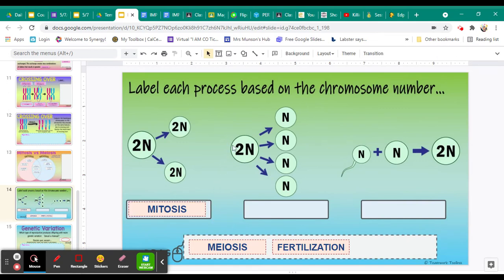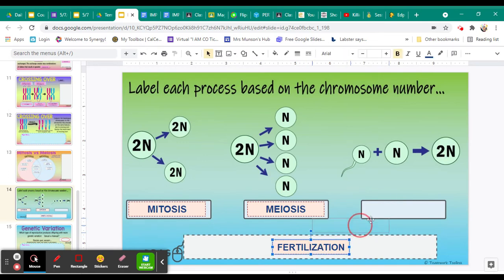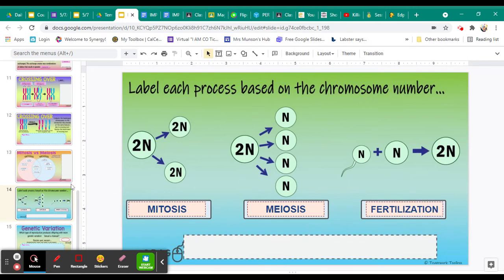And then here we're going from one cell that has 2 copies of the chromosome to 4 cells that have 1 copy of the chromosome. So that's meiosis, making sperm and egg cells. And here we have a sperm and an egg, which each have 1 copy, coming together to make a zygote, which has 2 copies. So that's fertilization. Okay, so that's that section.